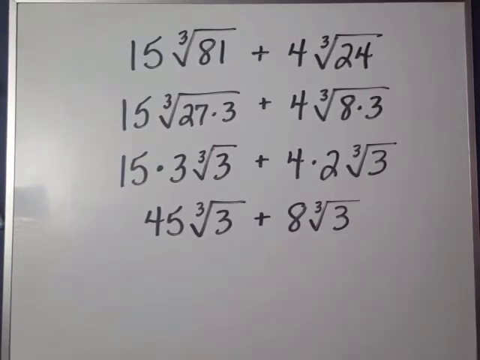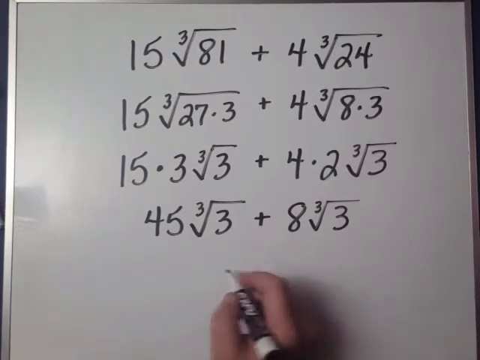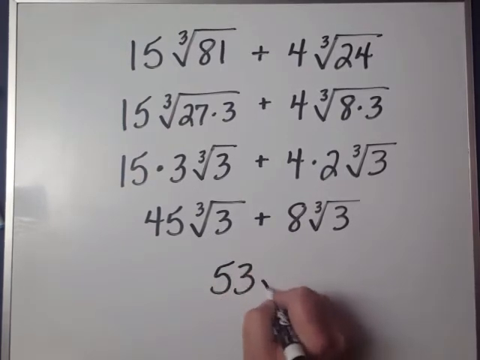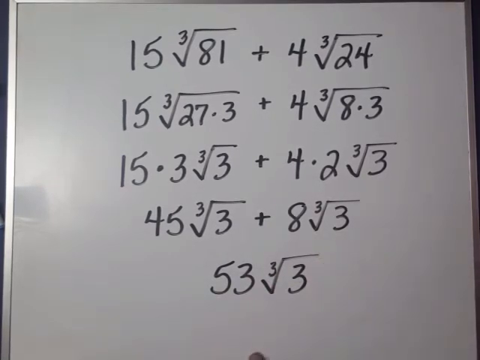These are now like radical terms, and so we finish it off by combining. 45 of them plus 8 of them gives me 53 of them. 53 cube roots of 3. Make sure your index is tucked nicely in that little check mark.